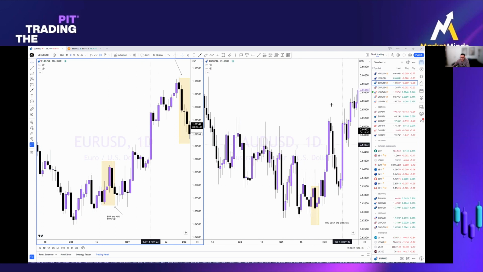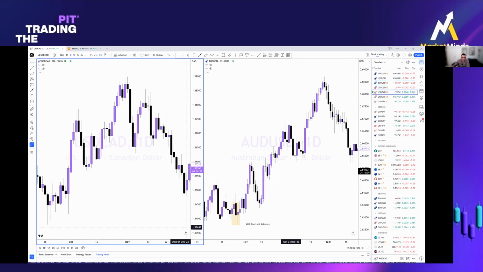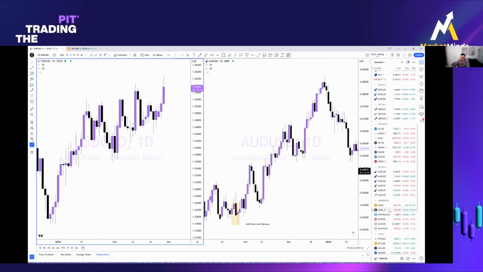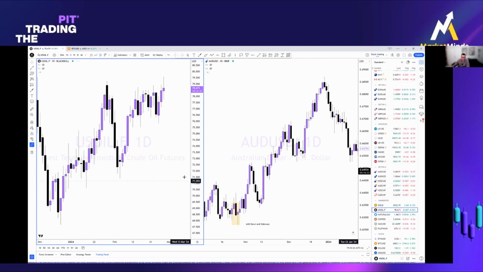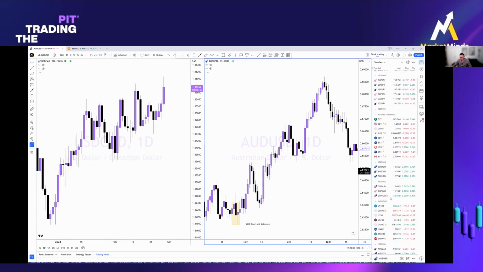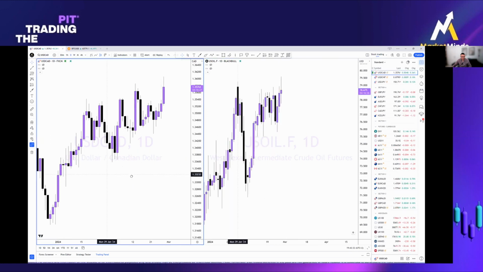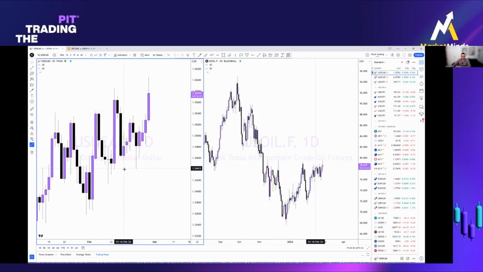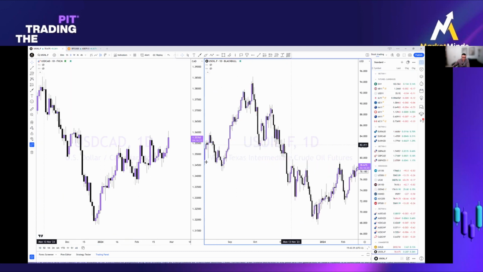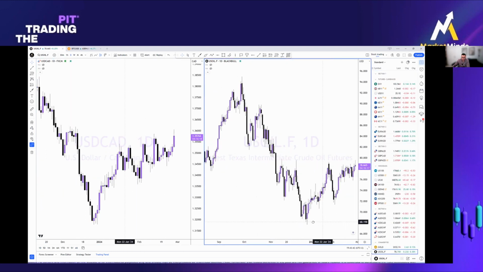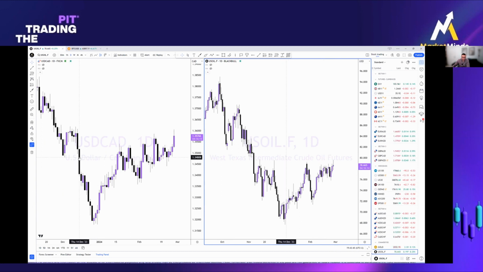Another correlation: USD CAD, the US dollar against the Canadian dollar, and US oil, WTI. These markets here are correlated. When the US dollar falls, it means the Canadian dollar advances, and the price of the WTI or crude oil rises.